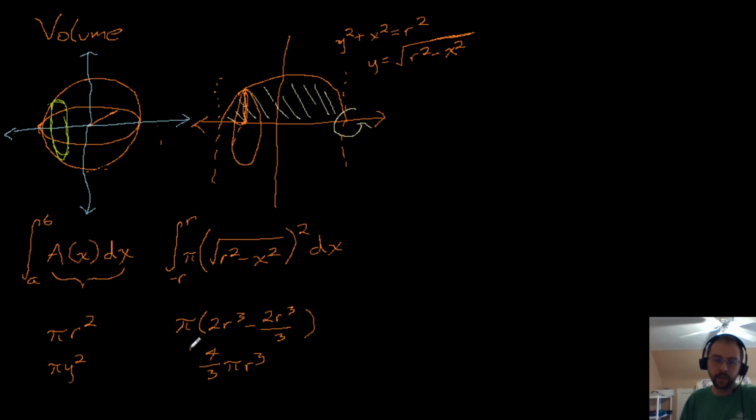And you can look this up, or maybe you have it memorized. 4/3 pi r cubed is the formula for volume of a sphere. So there's one way to calculate volume, and when you're learning this would be called the disk method.